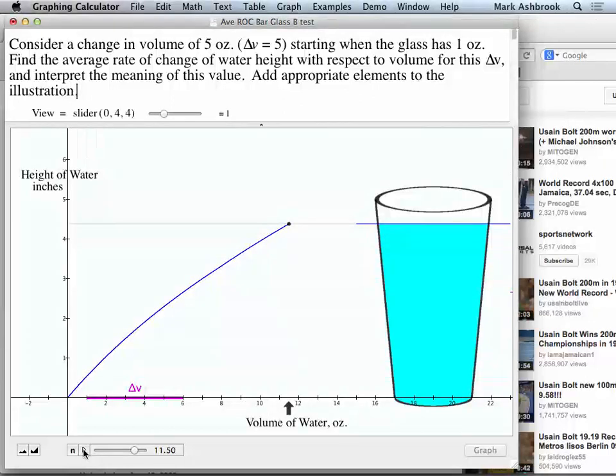Can you do it? Does the question make sense? So now I don't want the average rate of change for the whole glass being full, just for this change in volume, starting at 1, for a change of 5 ounces. Can you find that value?